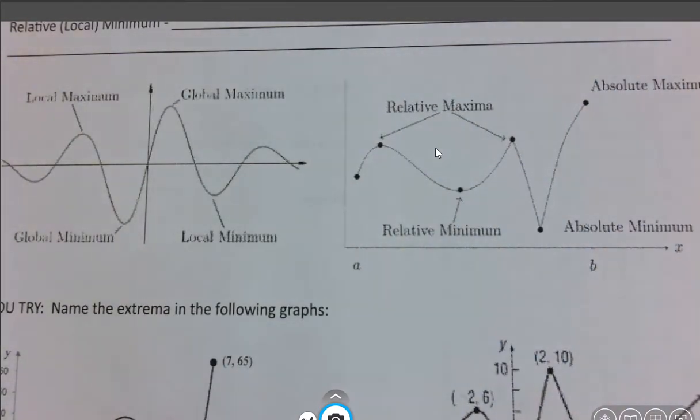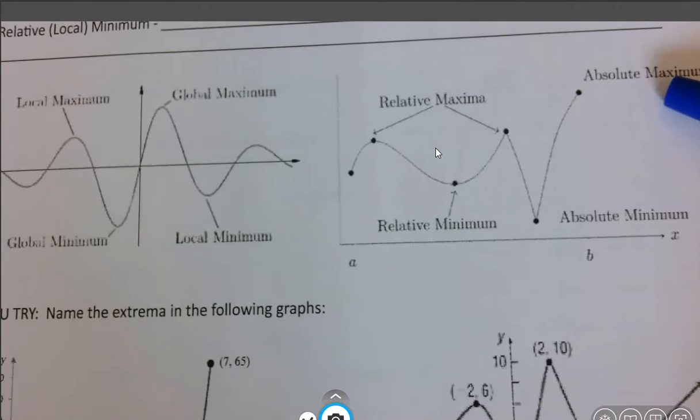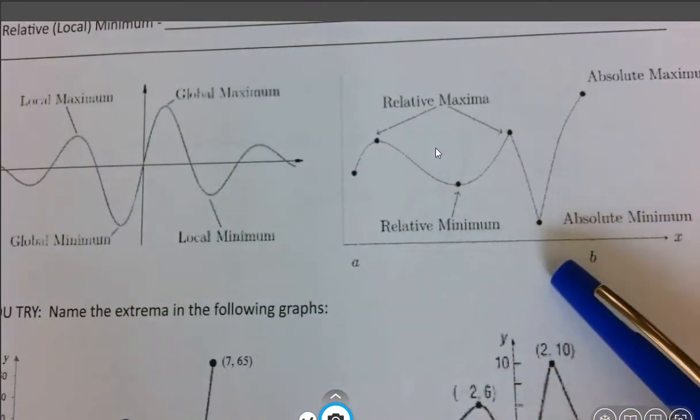It's confusing when there are different words for the same things, but I have to tell you all of them because I don't know what Delta Math is going to do to you. I don't know what an SAT test is going to do to you. I don't know which words they're going to use, so I've got to tell you all the words. Basically, if you're the biggest overall, then you're a global maximum or an absolute maximum. If you're the smallest overall, you're a global minimum or an absolute minimum.